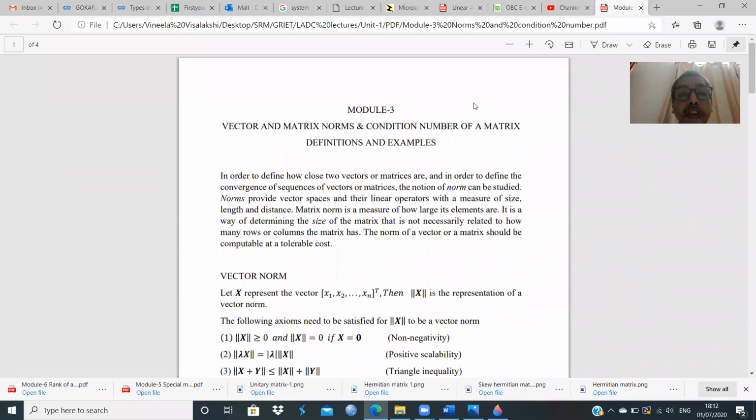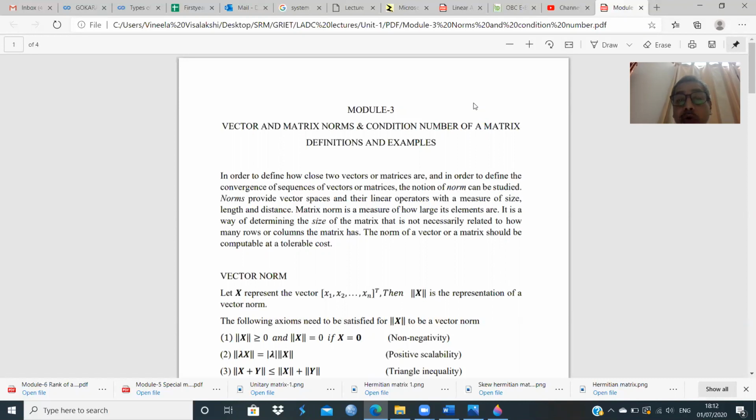Welcome to this lecture on vector and matrix norms and also the condition number of a matrix. We will look into the definitions and a few examples. This is a very important part of linear algebra because vector and matrix norms are extremely useful in error analysis, and the condition number is very important in understanding stability of solutions of a linear system of equations.